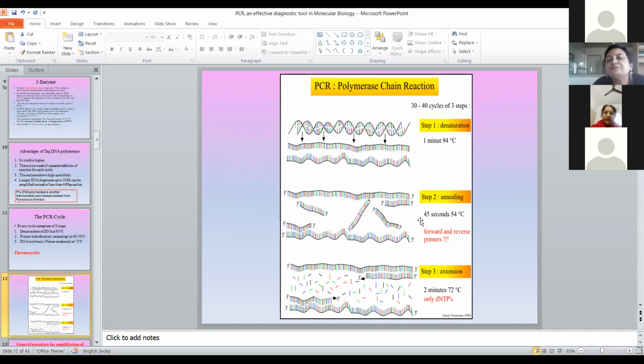Then annealing: as you can see, primers are added, right? So forward and reverse primers are added. And step 3, extension. So dNTPs are added. The third step may be carried out for 1 to 2 minutes at 72 degrees Celsius, and dNTPs are needed, and DNA polymerase enzyme will extend the primer, and 2 strands of DNA are converted into 4 strands. You have 2 copies of double-stranded DNA at the end of 1 cycle. As the number of cycles is repeated, that many double-stranded DNA copies will be obtained.